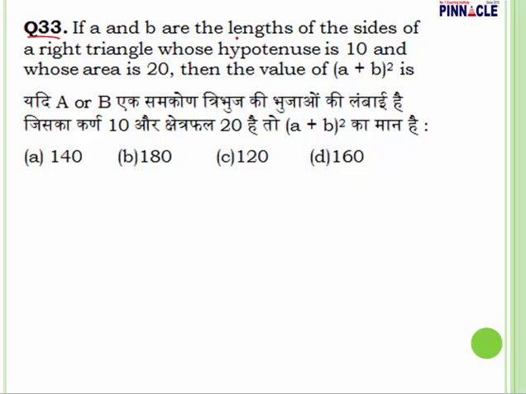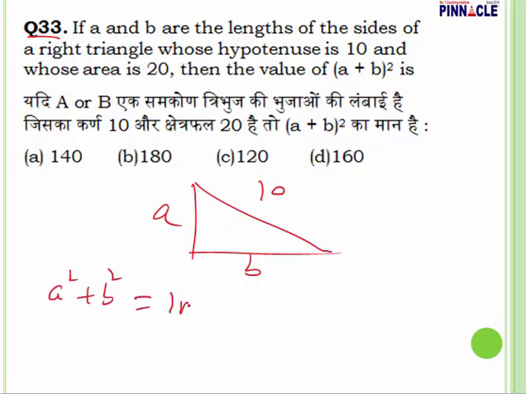Question number 33. If A and B are the lengths of the sides of a right triangle whose hypotenuse is 10 and whose area is 20, then what would be the value of (A plus B) square? This is given, A and B, and this is 10. In other words, A square plus B square is equal to 100. Here we have to find A square plus B square plus 2AB.